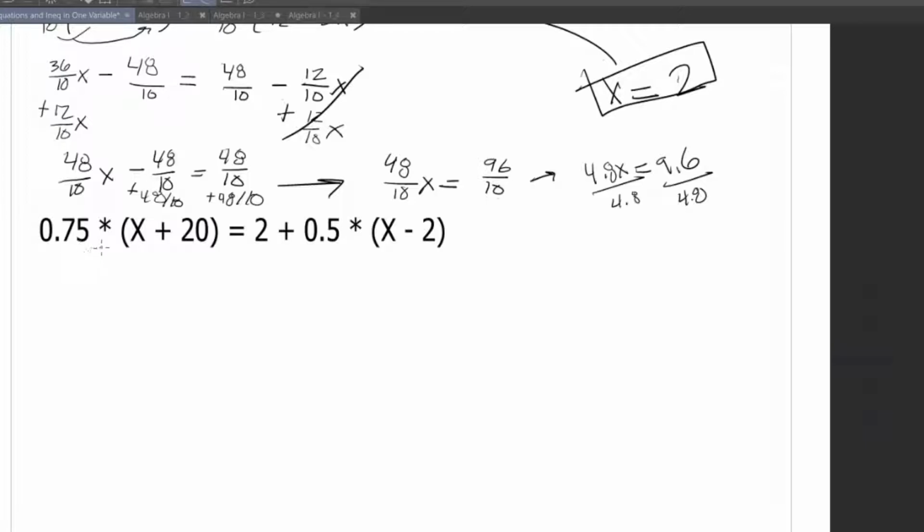Okay, second question. The same thing, what is the solution to this problem? So 0.75 times x plus 20, and that's equal to 2 plus 0.5 times x minus 2. Same process, you want to factor this in to this, and then also you want to factor this in here to these two. This is by itself, this 2 plus this quantity here.